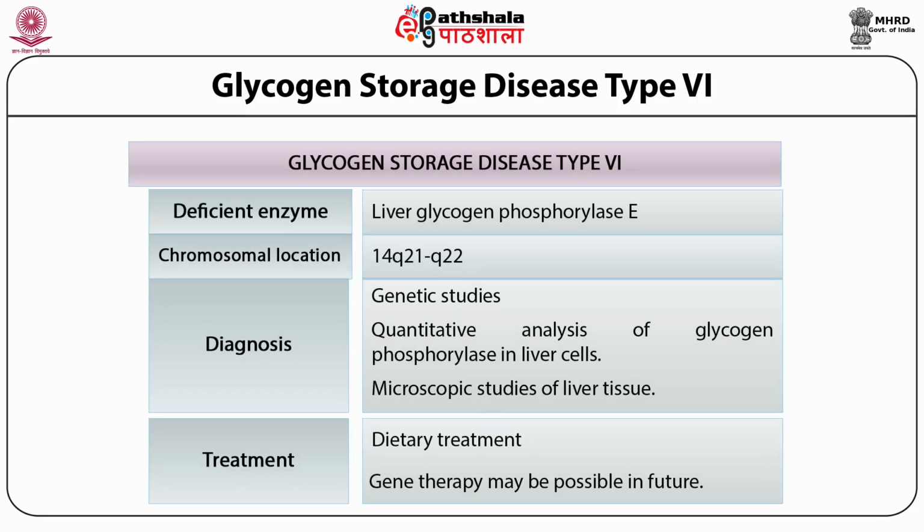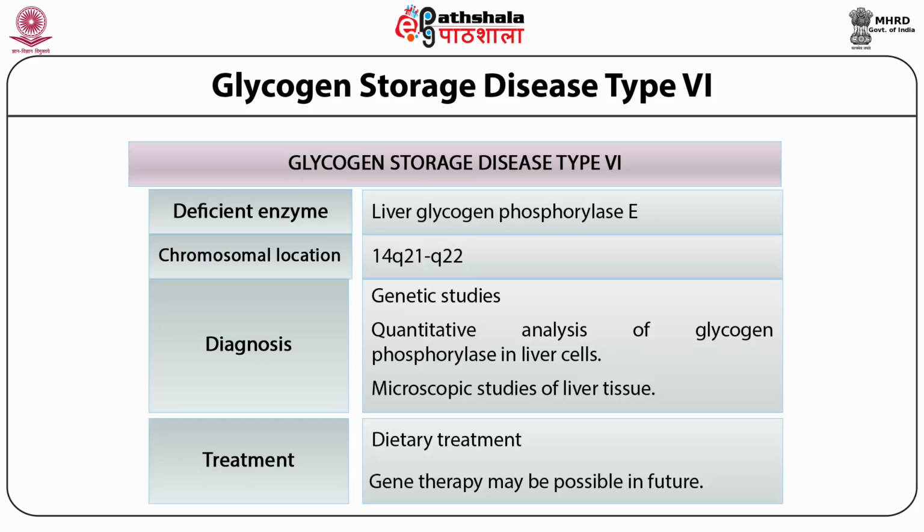Glycogen storage disease type 6. It is also known as Hers disease, type 6 glycogenosis. It occurs due to deficiency in liver glycogen phosphorylase. Glycogen is broken down into glucose 1-phosphate by glycogen phosphorylase. Its general symptoms are again hepatomegaly and hypoglycemia.